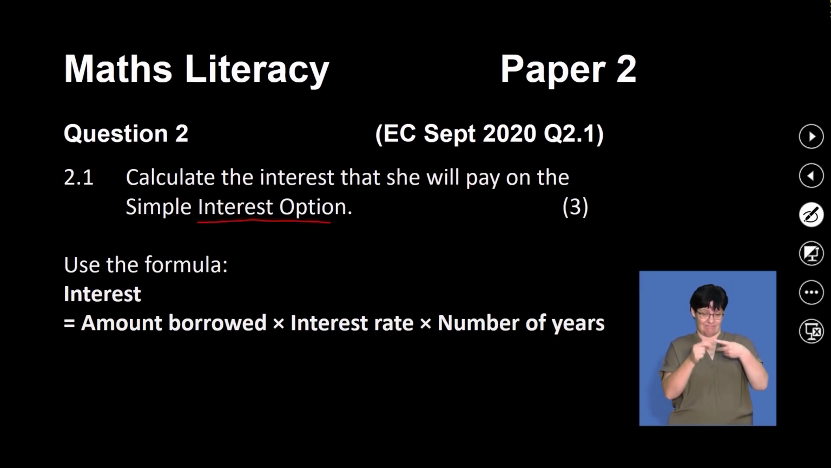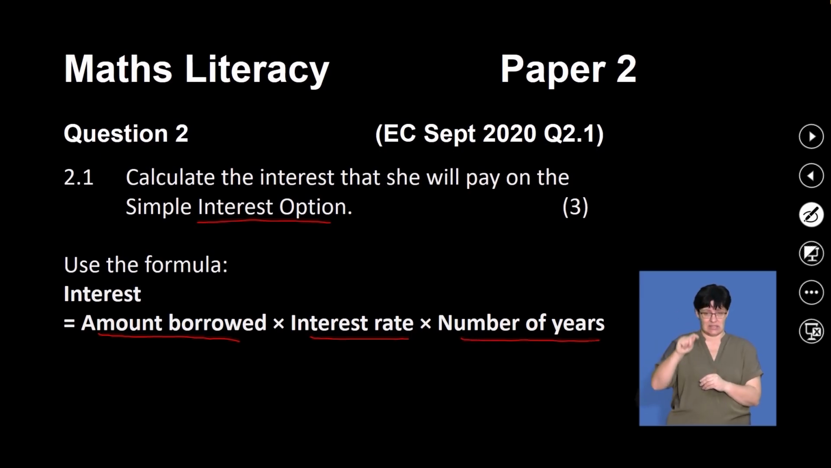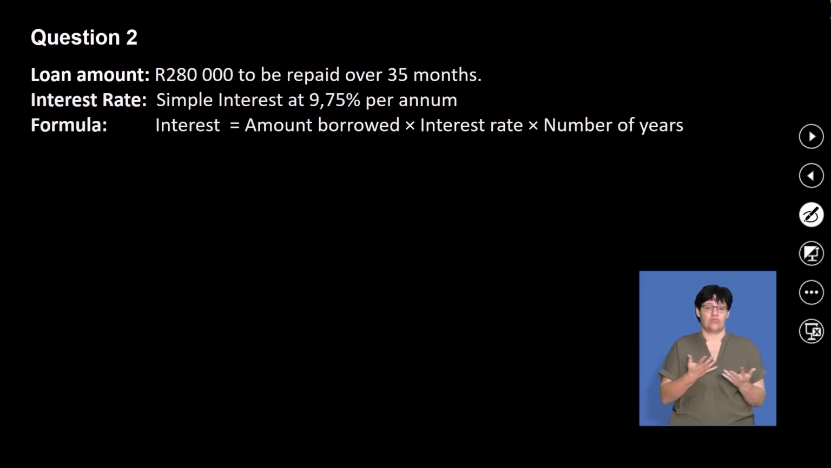And they give us the formula. The formula that they give us is the interest is equal to the amount borrowed times the interest rate times the number of years. Not the number of months, the number of years. So we have our interest, amount borrowed. So our amount borrowed was 280,000 Rand.